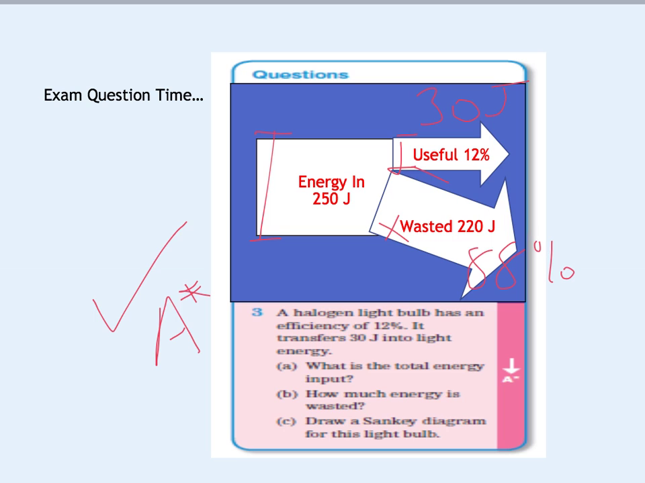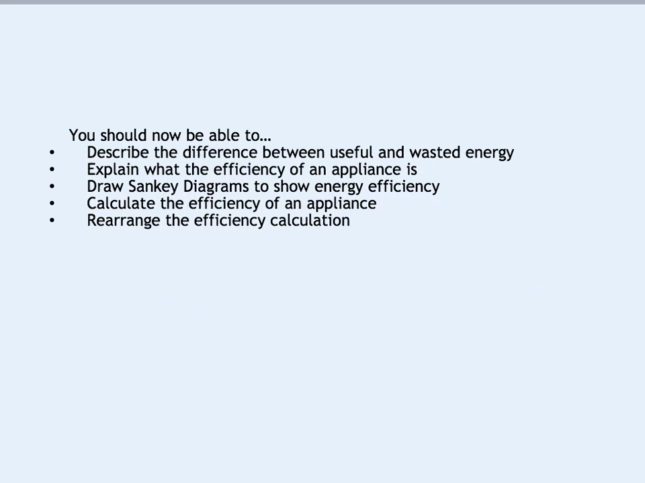So let's see what we should now be able to do now we've reached the end of this session. You were told at the start that there were 5 things you ought to be able to do. That's describe the difference between useful and wasted energy, explain what the efficiency of an appliance is, draw Sankey diagrams to show energy efficiency, calculate the efficiency of an appliance, and rearrange the efficiency equation. And those questions at E, C and A star level have given you an opportunity to prove whether you are able to do that.